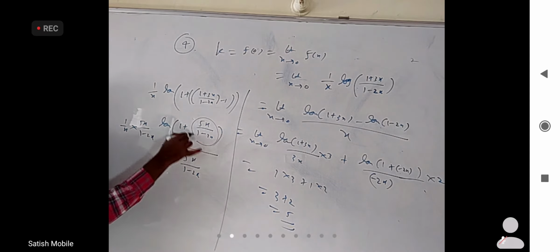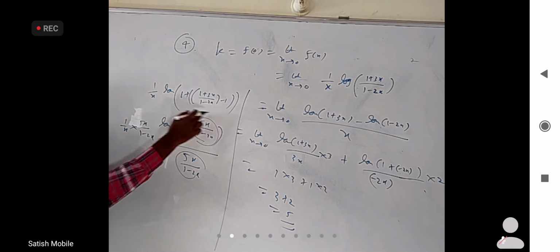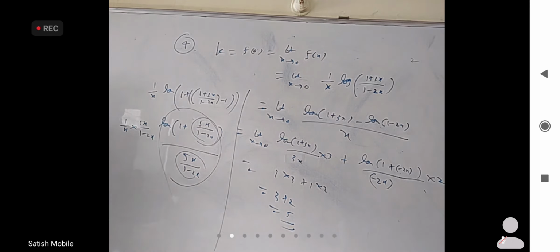Now, if you call this some y, this is log 1 plus y by y, and as y tends to 0, this limit will be 1. What will happen to this? x and x will cancel. 5 by 1 minus 0 into 1, again 5. You can do it like this or like this, same thing. Ultimately, we are using one formula: log 1 plus x by x, x tending to 0, that limit is 1.